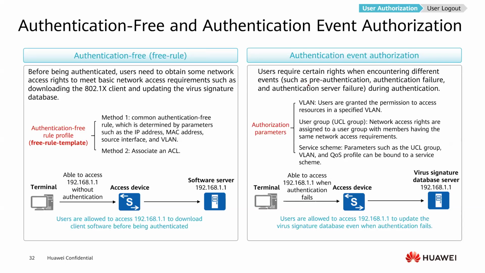And also you can use the authentication event authorizations. That means when it meets different authentication events, such as pre-authentication, authentication failure, or authentication server failure, it will send different authorizations to the terminals, and you can authorize the VLAN, the UCL group, and the service schemes.